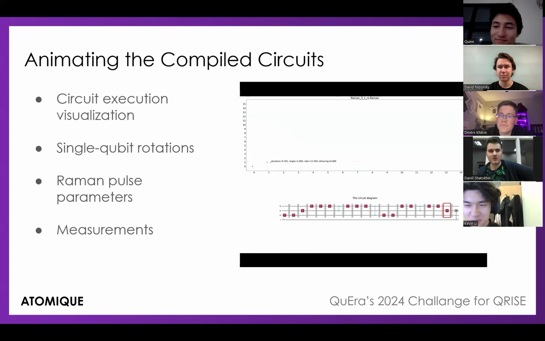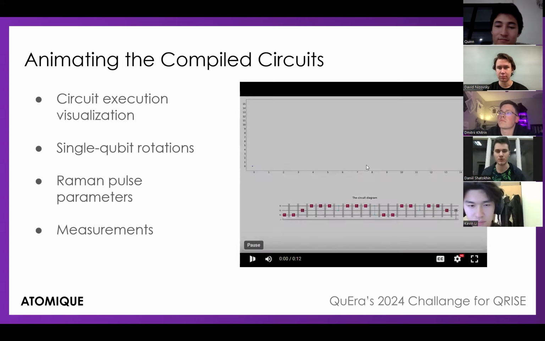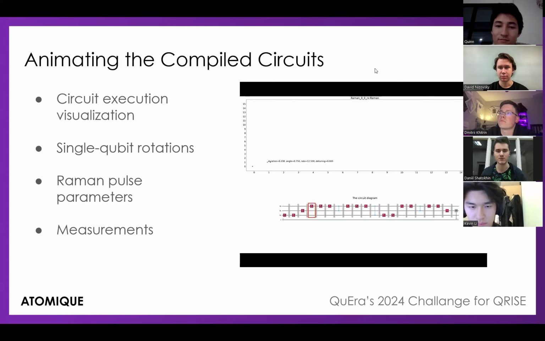Other notable additions include the animation for the single qubit rotations. As you can see here, the Raman pulse parameters are being displayed for the execution of each single qubit gate, and the single qubit gates are being highlighted at the bottom. We've also implemented the measurements for the circuit, which are also being highlighted and are shown at the top by the changing color of the qubits. So that's how our animation looks.